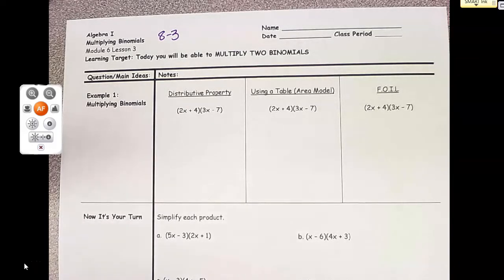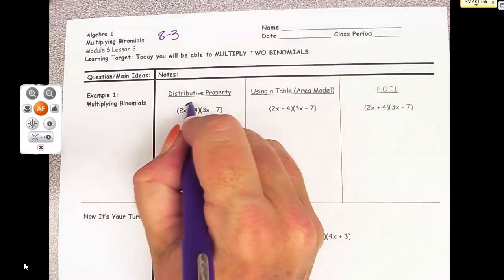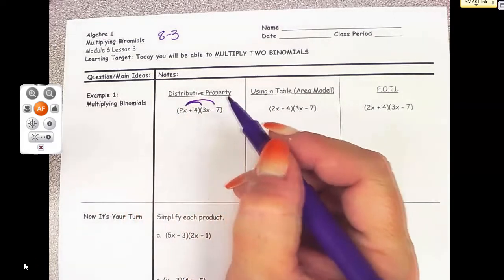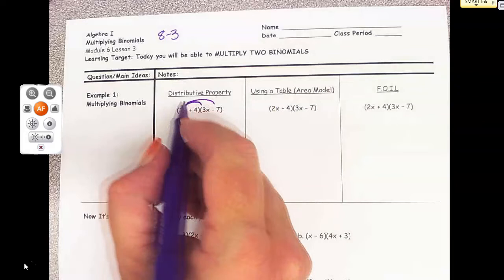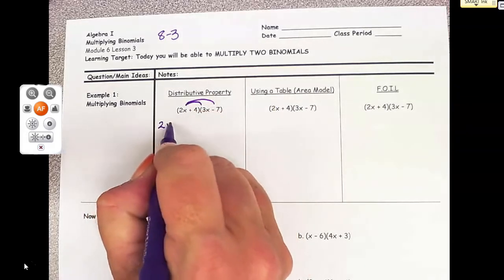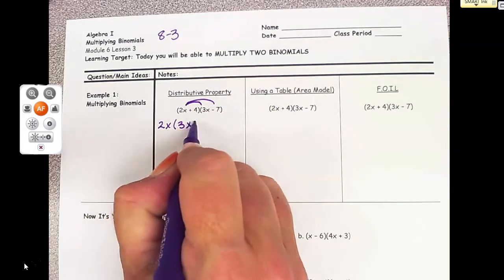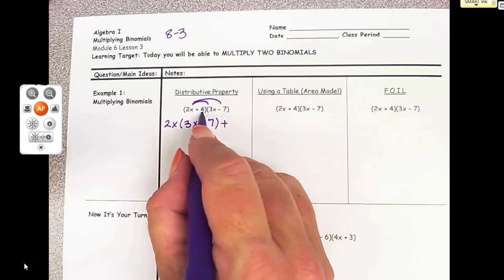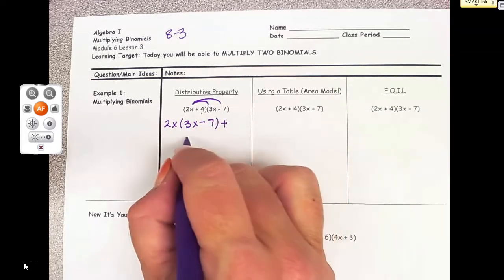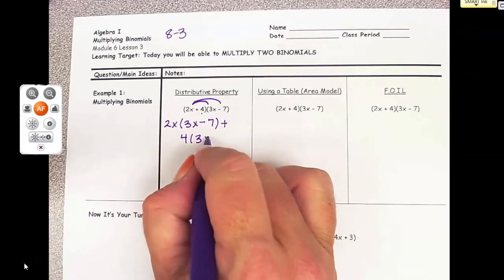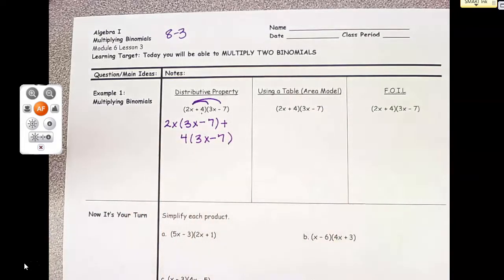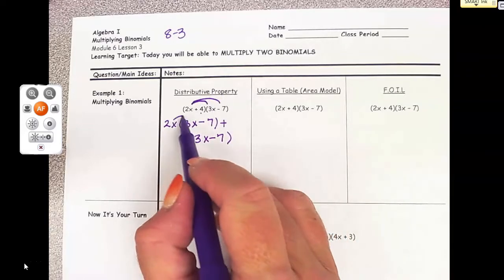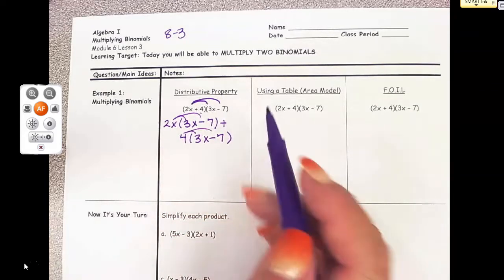So by using the distributive property, I want to keep in mind that I've got a binomial times a binomial, so I actually have to do 4 multiplication problems. So I'm going to be taking 2x and multiplying it by both 3x and minus 7. And then I'm going to be taking the 4 and multiplying it by the 3x minus 7 as well. So if I expand my binomials, I can see more clearly what my multiplication problems are.